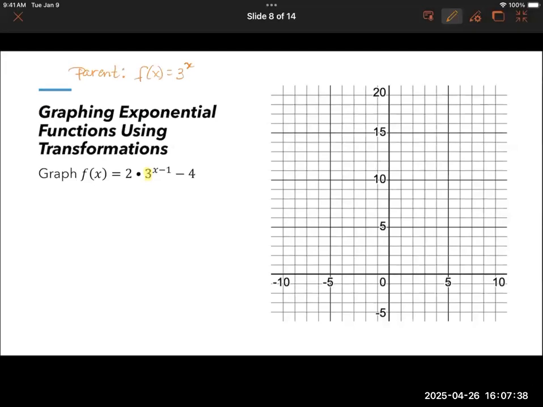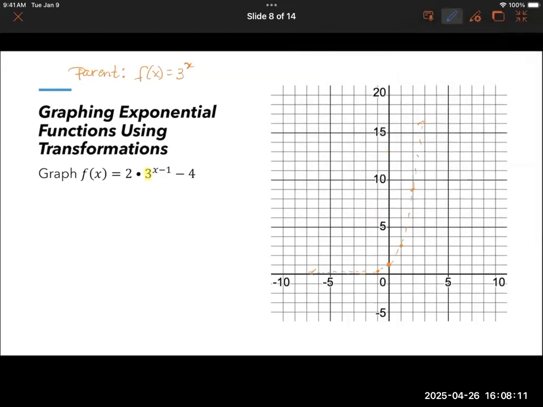And we just talked about that. So again, we would have 0, 1 as a point. Then we would have 1, 3 as a point, -1, 1/3 as a point, and then I would probably go 2, 9 as a point. So that gives me an idea of what the parent function curve would look like. And I'm just going to sketch it in here for a second with a dotted line just to give me an idea of what I'm starting with.